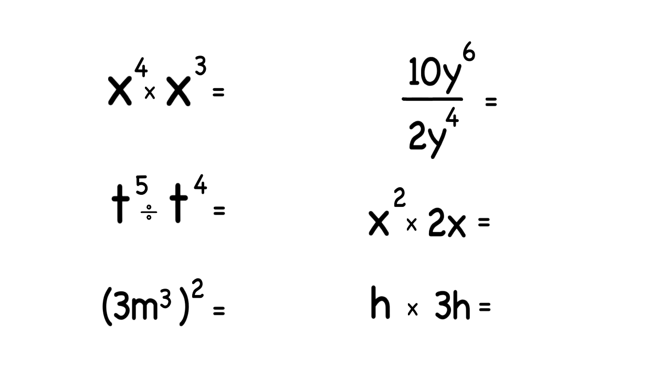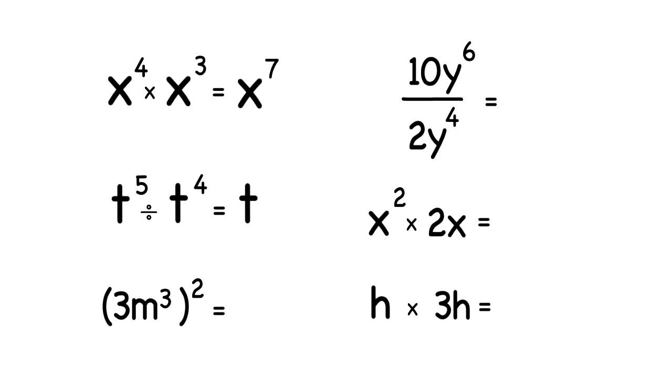So for the first question, we don't have anything at the beginning, so we're just thinking about the powers. I'm timesing them, which means that I can add the powers, so x to the power of 7. In the second question, I'm dividing these powers, so I can do 5 take away 4, which is 1. But in algebra, remember that 1s are often left unwritten, so here I can just put t instead of t to the power of 1.